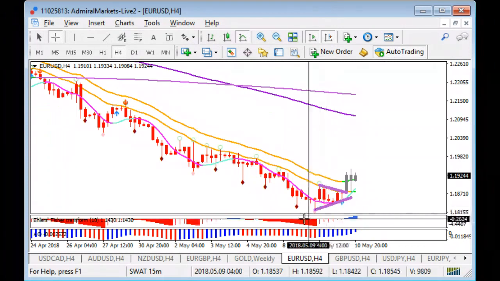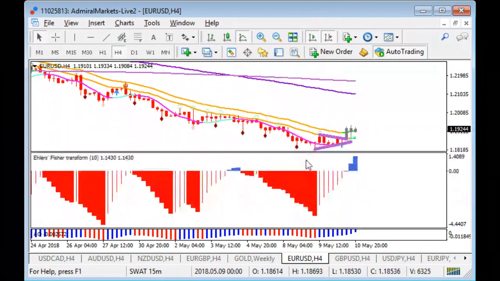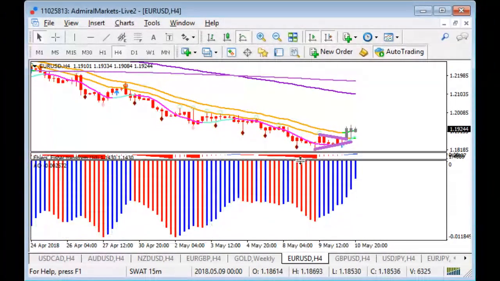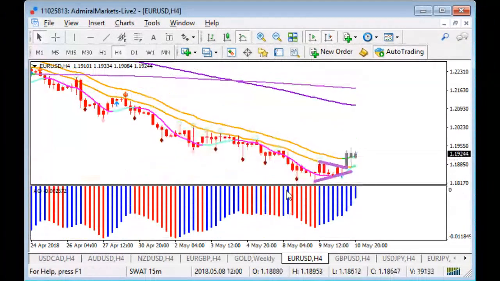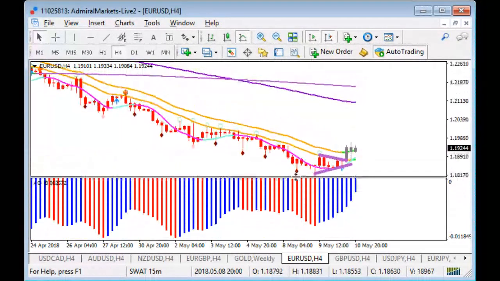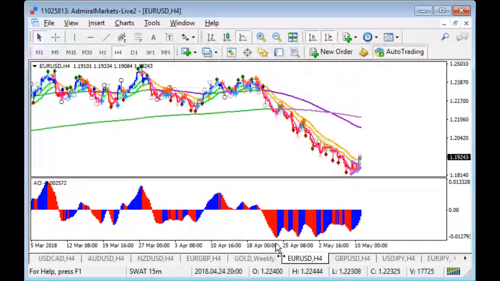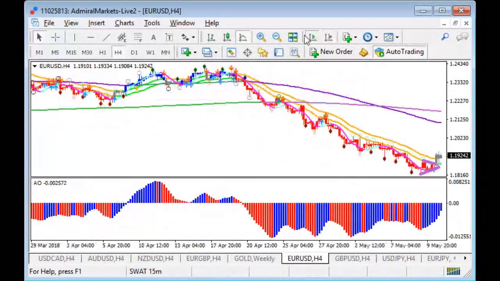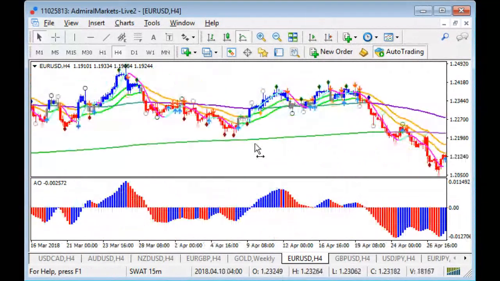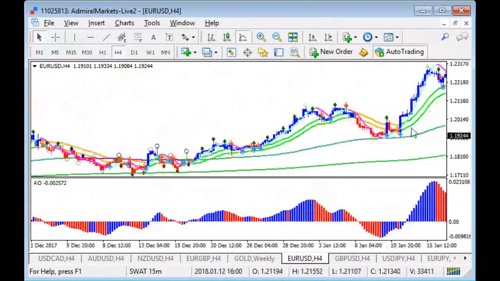All right. So let me show you. Let me get rid of the Fisher. It's the Awesome Oscillator. All right. Let's see. I'll show you historical, or we can look at, no, let me go back. It's easier. There we go.